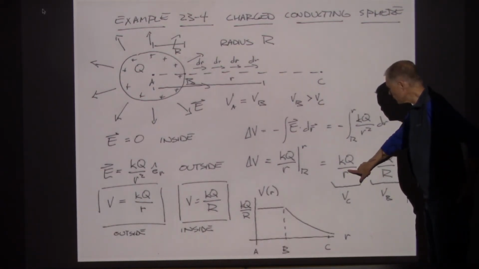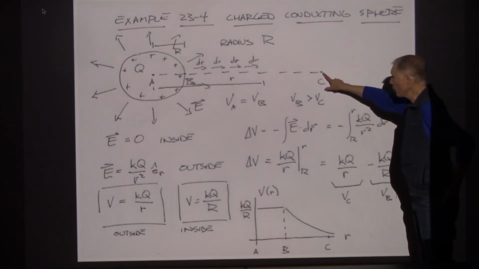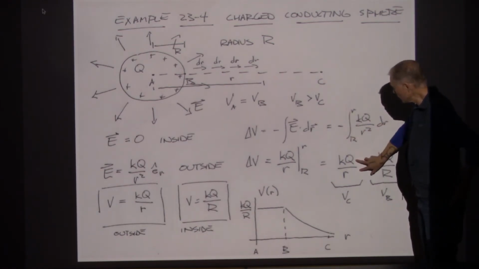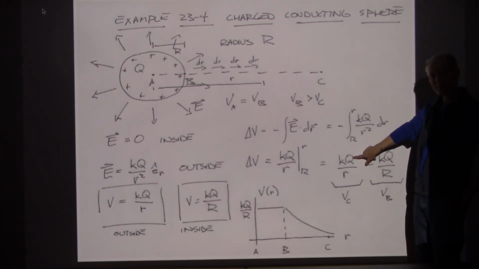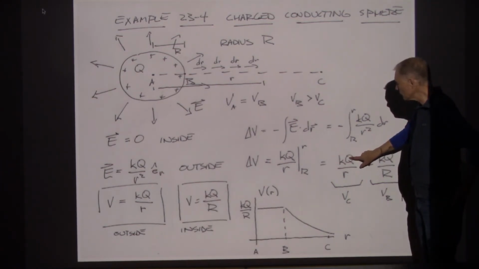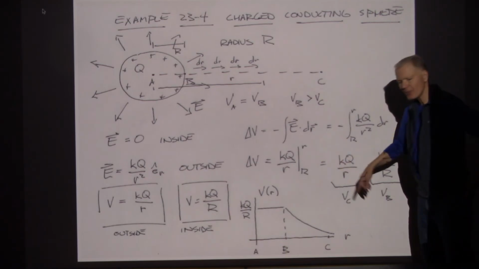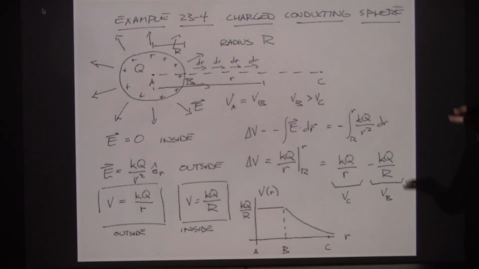So what that tells us is that the electric potential at any location outside the sphere, at point C for example, is given by kq over r. Now if q is positive, then this will be a positive number. If q is negative, it'll be a negative number. And again, the positive and negative just refers to whether we're getting closer to a positive charge or a negative charge.